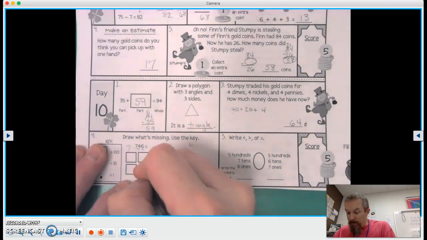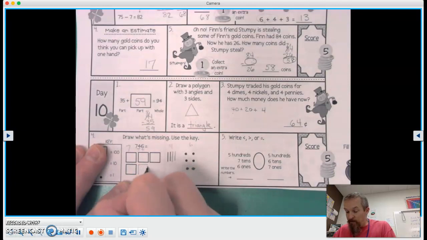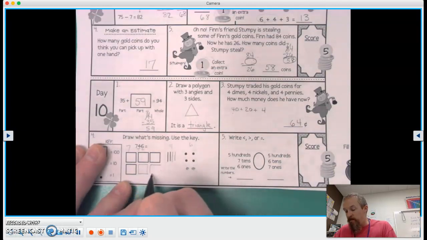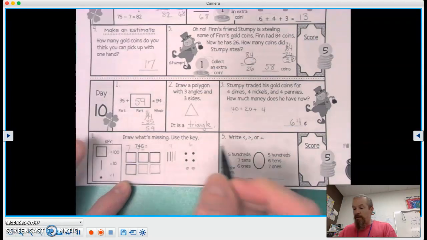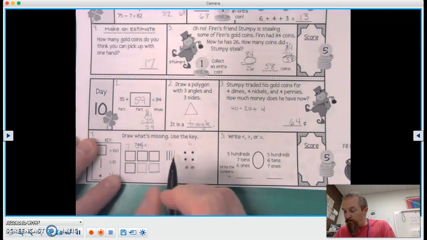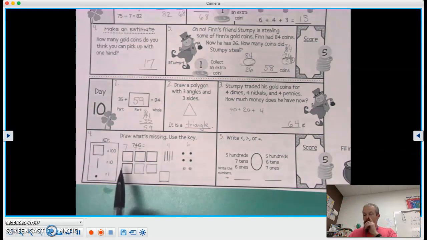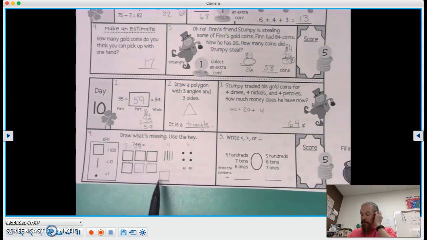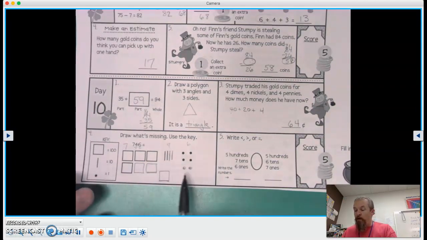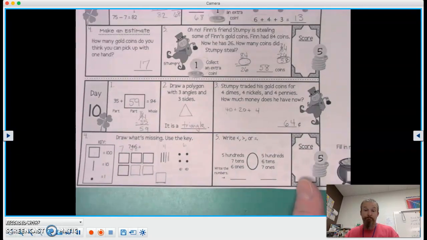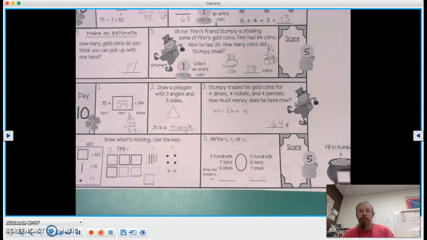So here's another one. Here's another one. That gives us 6. Oh, one more. I'll go down here somewhere. All right, 1, 2, 3, 4, 5, 6. There's 7. 1, 2, 3, 4. 1, 2, 3, 4, 5. 746. Right, less than, greater than, or equal to 5 hundreds, 7 tens, 6 ones.